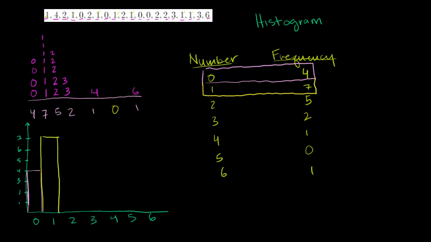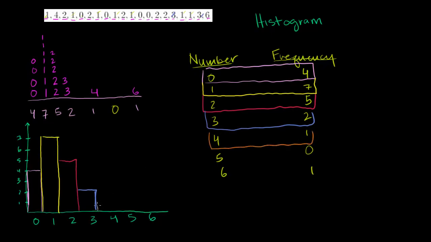2, I'll do it in a different color. 2 shows up 5 times. Do a bar graph, go all the way up to 5. 3 shows up 2 times. 3 shows up exactly 2 times here. We have 1 3, 2 3s. 4 shows up 1 time here. 5 doesn't show up at all. It doesn't even get any height there.